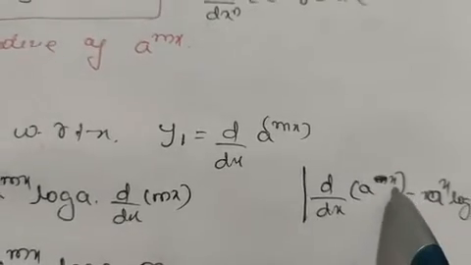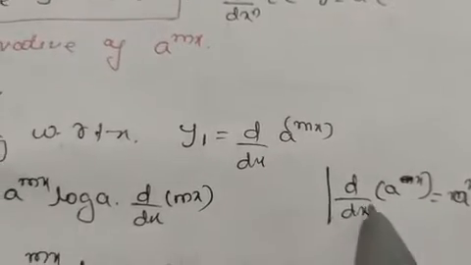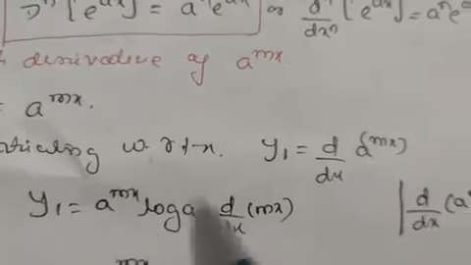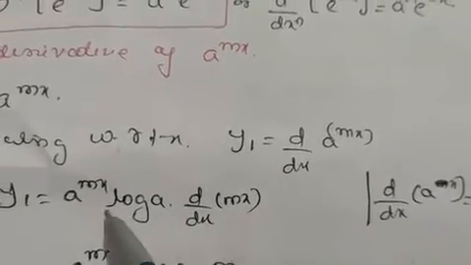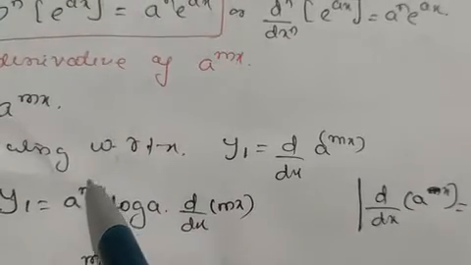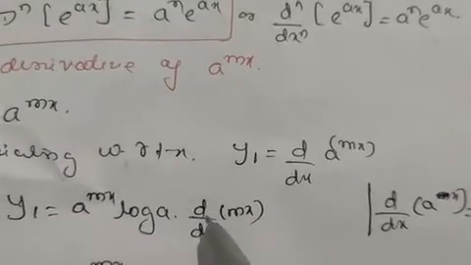Derivative of a raised to x is a raised to x into log a. So here it is not x, it is mx. So first you differentiate this with respect to, let us treat this one as x only. It is like a raised to x into log a. Then here you have to observe this. This is a composite function. It is not x, it is mx. So you have to differentiate this once again.